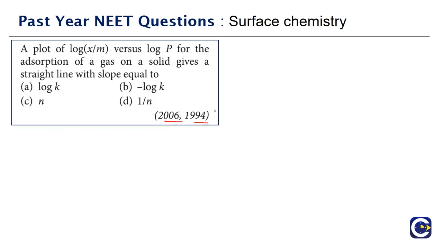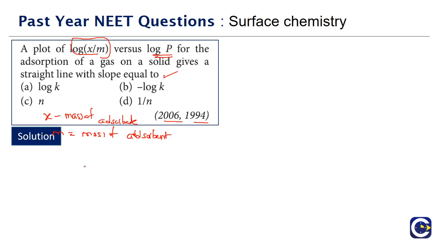Next we have a question that has come in multiple years. The plot of log x by m. Here we have to go with the usual nomenclature. So x will refer to the mass of adsorbate, and m will be referring to the mass of the adsorbent, versus log p. So we are looking at the plot between log of x by m versus log p, for the adsorption of a gas on a solid, which gives a straight line with a slope equal to.